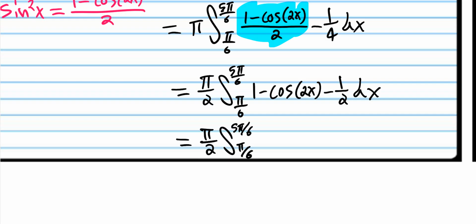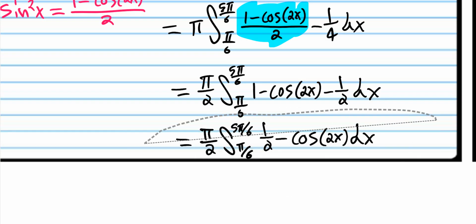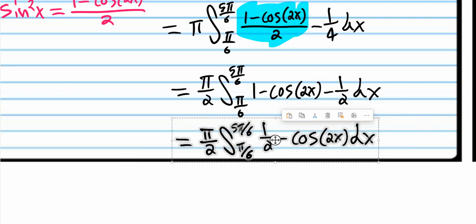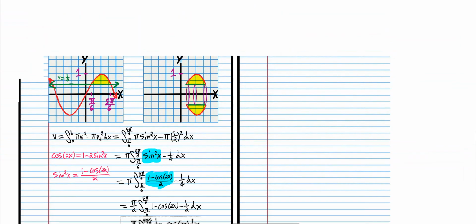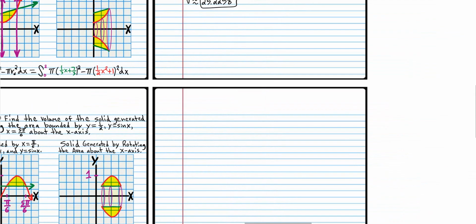And we get, looks like 1/2 minus cosine 2x. So we've simplified the expression as much as we can. Let's move up here so we have more room.